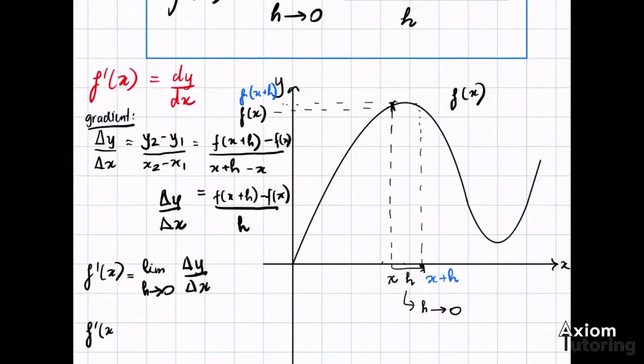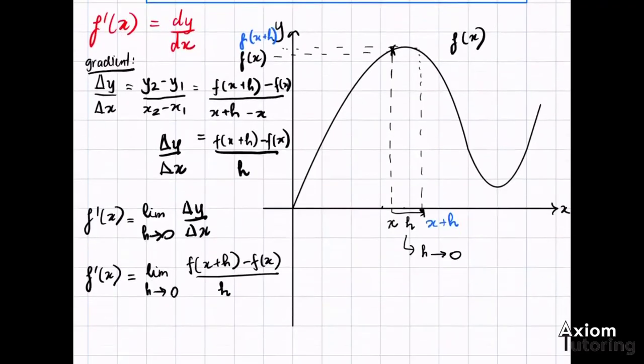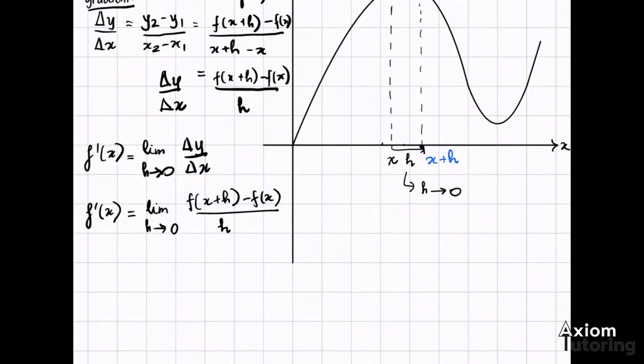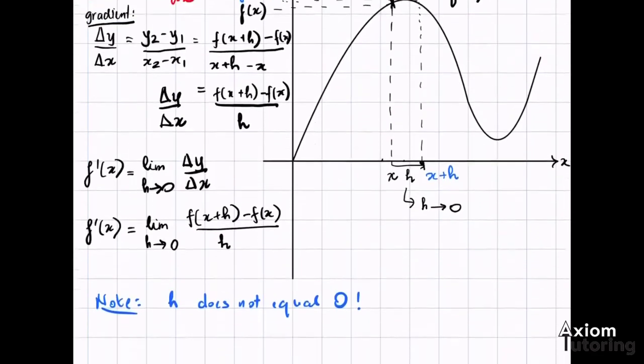And so our derivative f dash of x is the limit of h tending to 0 of f of x plus h minus f of x over h. Now, something to note is that h does not equal 0. Let's quickly have a look at why that is.